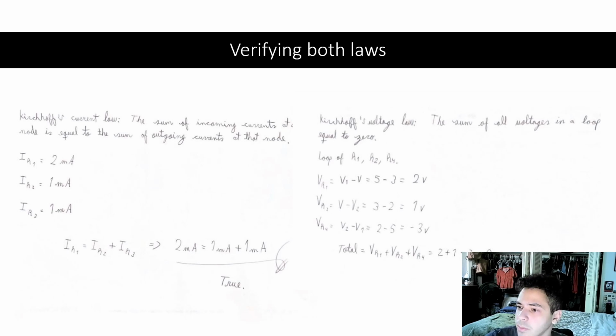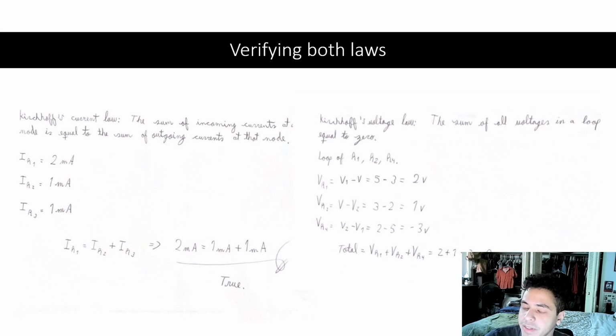And then Kirchhoff's voltage law states that the sum of all voltages in a loop is equal to 0. So I took the loop of R1, R2, and R4 for this example. To get the voltage in R1, I subtracted V1 minus V, which is 5 minus 3, which gives 2 volts. For the second resistance, it was V minus V2, which was 3 minus 2, 1 volt. And then for the last one, V2 minus V1, so 2 minus 5, which is minus 3. If you add the three together, you get 0. So this law is also true.